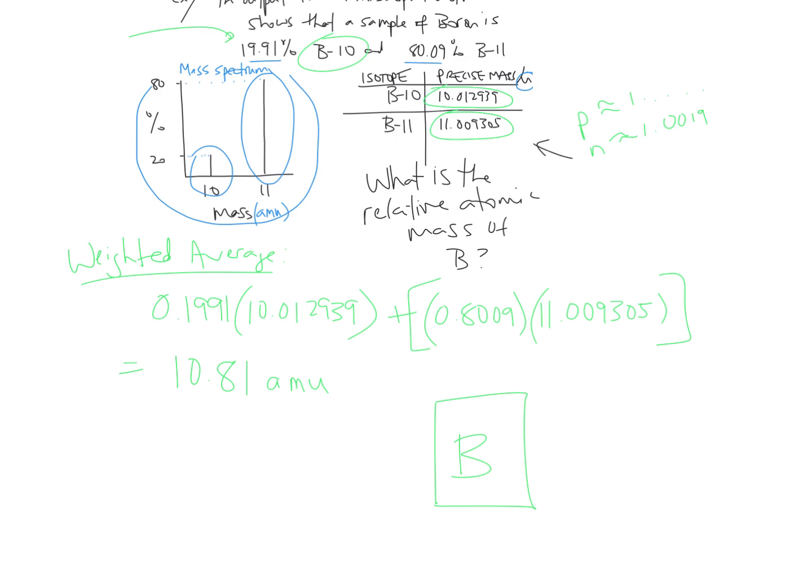Right, just checking my table. Yes, it is. That means it has 5 protons. And then we would display its relative atomic mass as 10.81, representing the proportion of it that's boron-10 and boron-11.